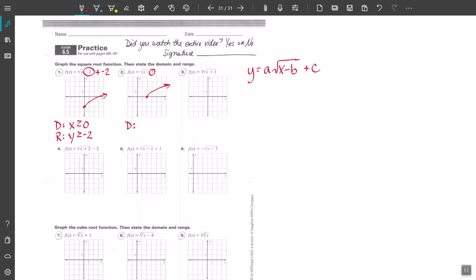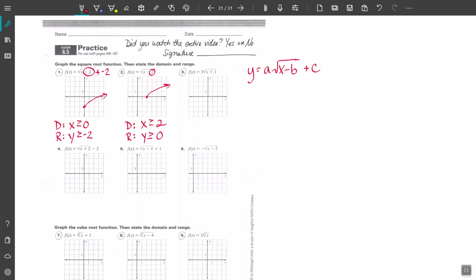So now our domain is going to change a little bit because we don't have any X's that are going to be less than this 2 right here. So X has to be greater than or equal to 2. And the range is not going down at all. The Y's aren't going down at all into the negative quadrants. So, that should be Y. All the Y's need to be greater than or equal to 0.